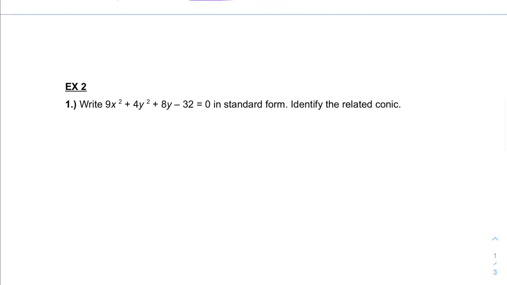The next example, we are taking this general form and turning it into the standard form.